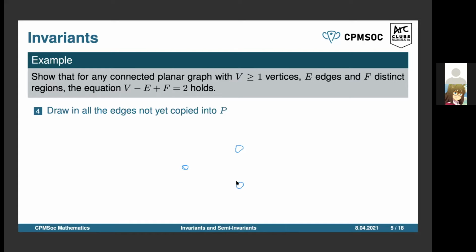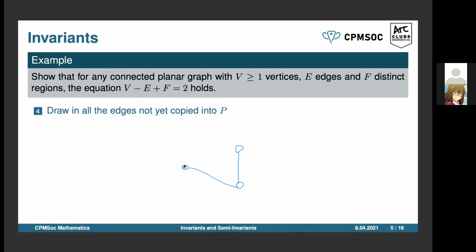If I have these 3 connected vertices here, you'll notice that there's 3 vertices, 2 edges, and 1 region. So we have 3 minus 2 plus 1, which is 2.